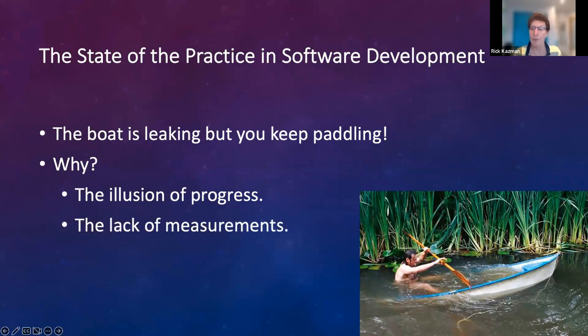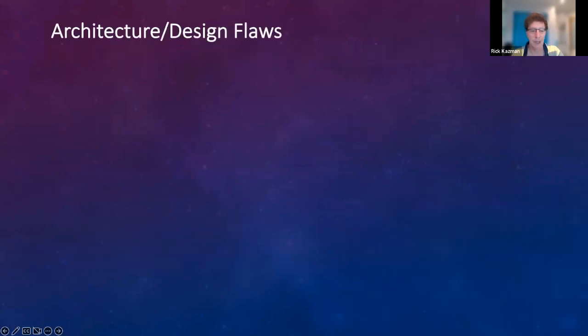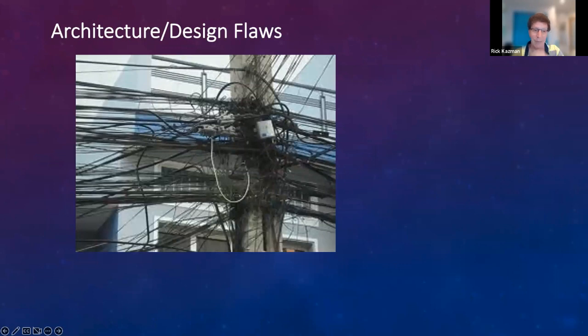And I think that the problem here is the lack of measurements. Architecture is largely invisible to most people. The consequences of bad architectural decisions are largely invisible. And that's what I hope to make visible via my work. So what are architecture or design flaws? Well, you've all experienced them if you've done any software development.